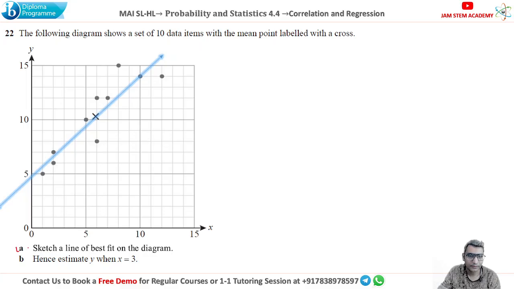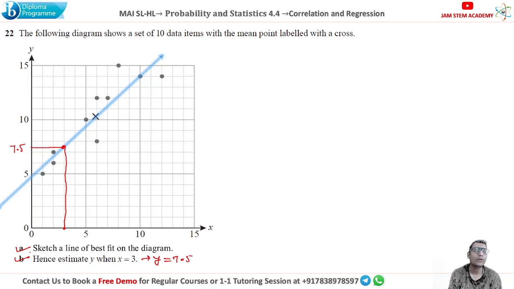First part done. Now the second part: hence estimate y when x equals 3. So from this line, you have to find the value of y where x is 3. If you go to x equals 3 over here, draw a vertical line, and the corresponding y value will be the answer at this point. So what is that? It's midway, right? 7.5. So the answer is y equals 7.5 when x is equal to 3. So it is just an estimation.